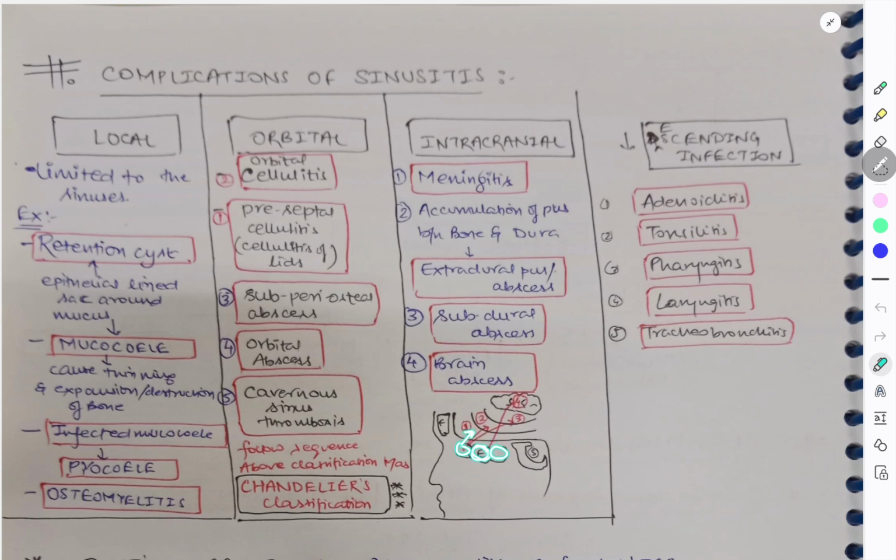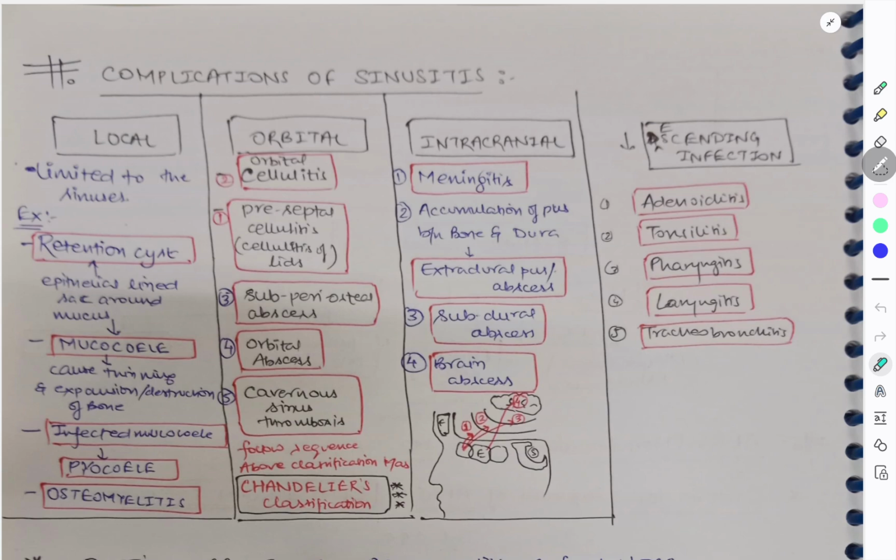Suppose this was in the ethmoid sinus, anterior ethmoid or posterior ethmoid. First, it can go to the meninges, so it can cause meningitis. If it is just outside the dura, we have extradural abscess. If it is just inside the dura, we have subdural abscess, and if it is inside the brain, we have brain abscess. So this was the intracranial complication of sinusitis.